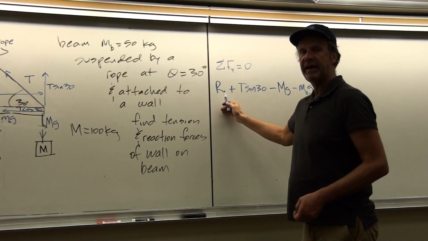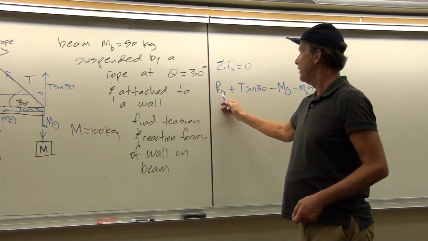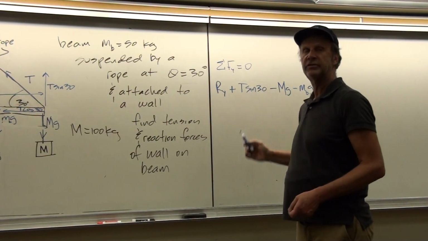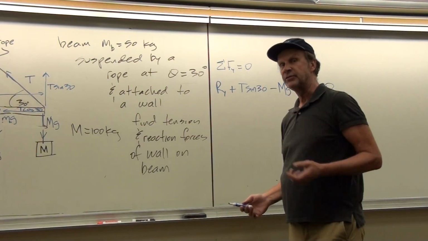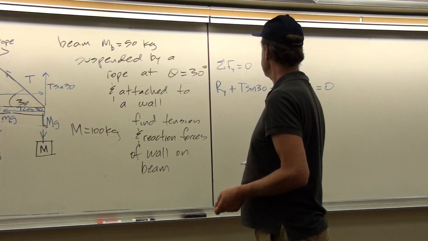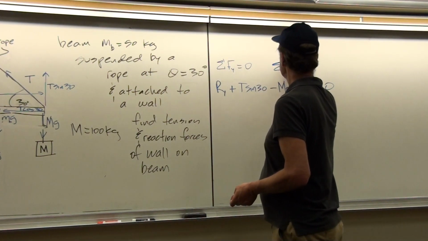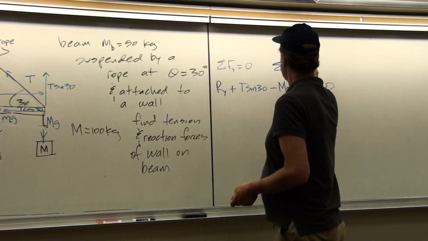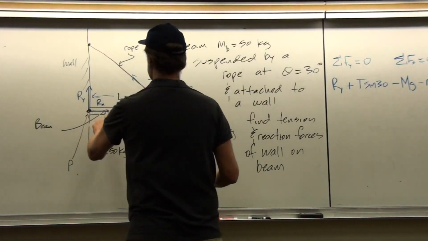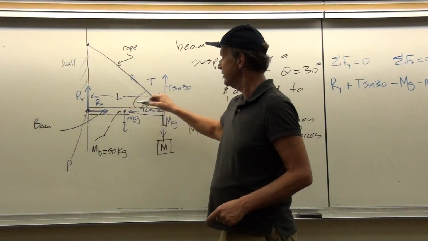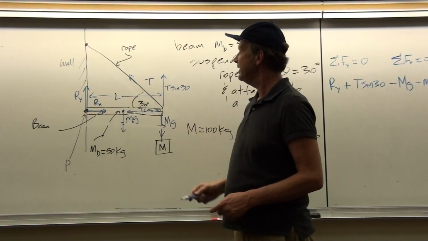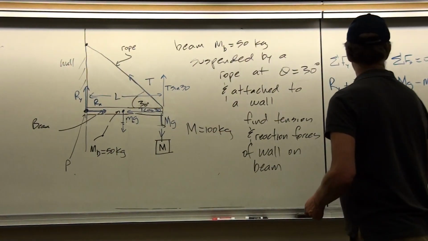Now we'll notice here we have one unknown, Ry, and another unknown for the tension. So we have two unknowns in this equation. Means we can't solve yet for anything. But we can write the second equation, which is the sum of the x forces equals 0. So we'll go back over here. We'll see that we have Rx, that's a positive x force, and we have T cosine 30, that's a negative x force. So those have to add up to 0.